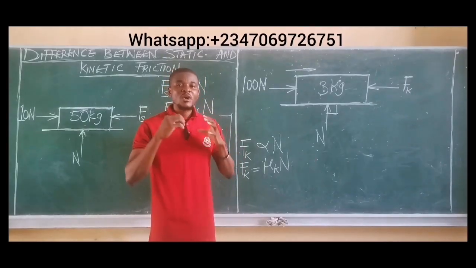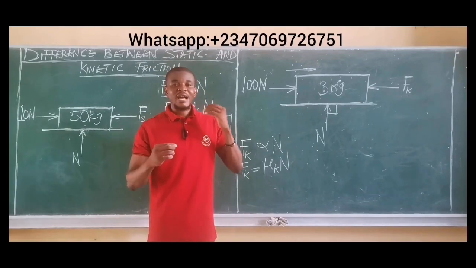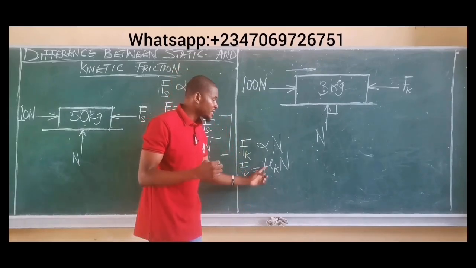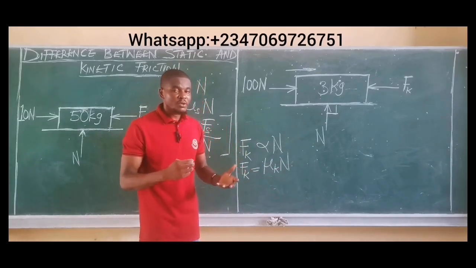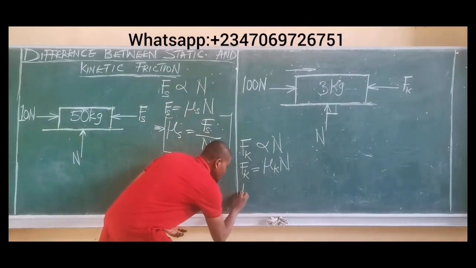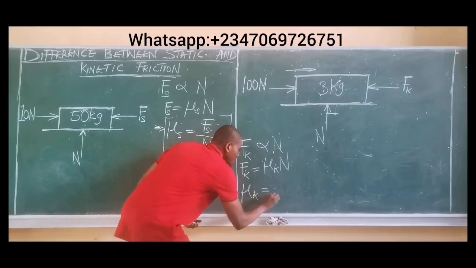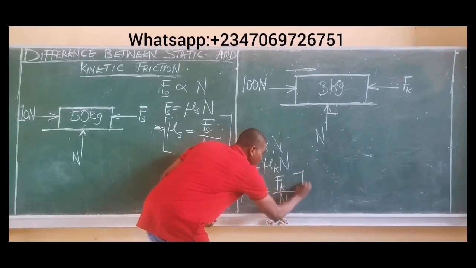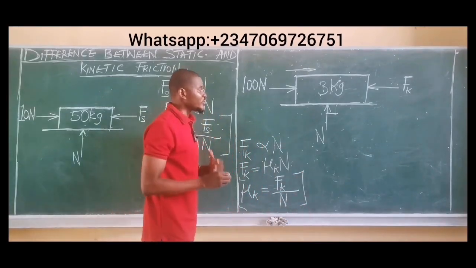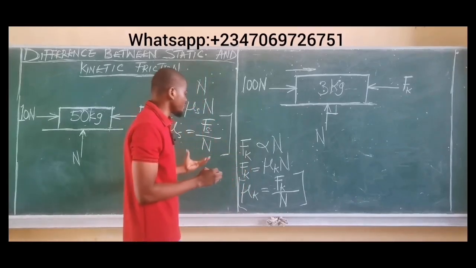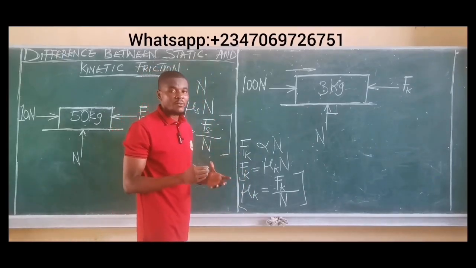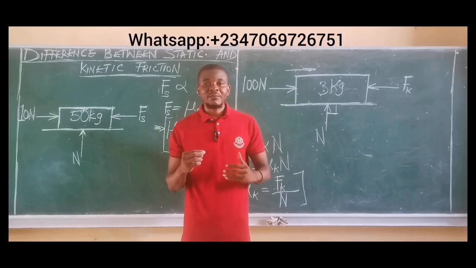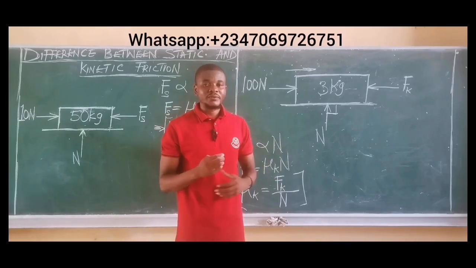So static has to do with when the object is at rest, whereas kinetic has to do with when the object is in motion. So if we make the coefficient of kinetic friction the subject of the formula, you're going to find out that mu k is equal to the kinetic frictional force itself divided by the normal reaction. And you simply have this. Just like in the static frictional force, they have the same formulas, only that one is applied when the object is at rest and the other is applied when the object is in motion.